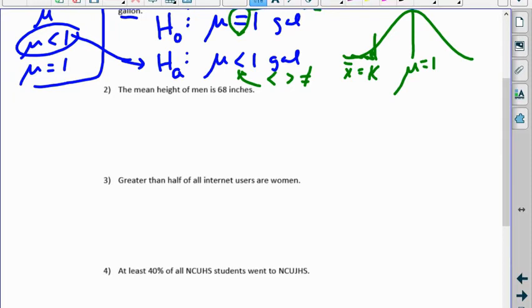Okay, next one. Do you want to see if you can try to decipher what this sentence is saying off to the side here? Do you feel like it's going to be a mu? Do you feel like it's going to be a p? Which symbol? Mean. So it's going to be a mu. Write what you think this thing's saying.